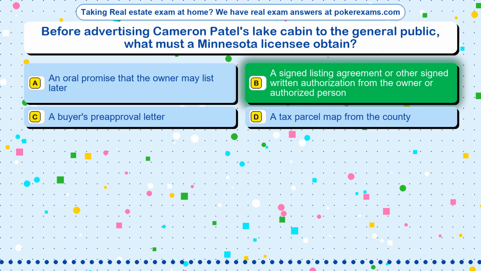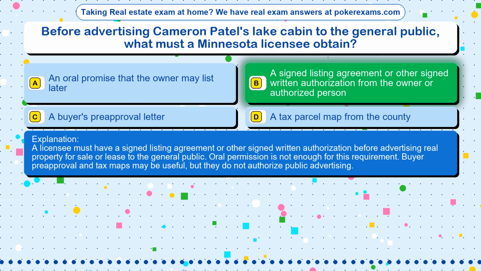The correct answer is option B. A signed listing agreement or other signed written authorization from the owner or authorized person. A licensee must have a signed listing agreement or other signed written authorization before advertising real property for sale or lease to the general public. Oral permission is not enough for this requirement. Buyer pre-approval and tax maps may be useful, but they do not authorize public advertising.